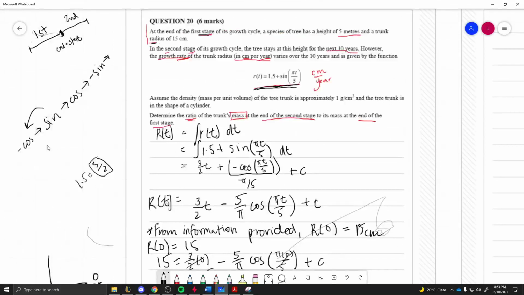Now, in the second cycle, the tree stays at this height for the next 10 years.